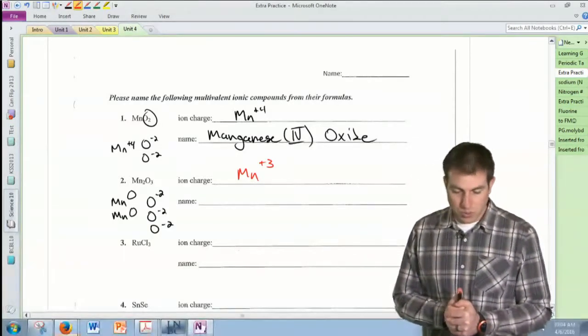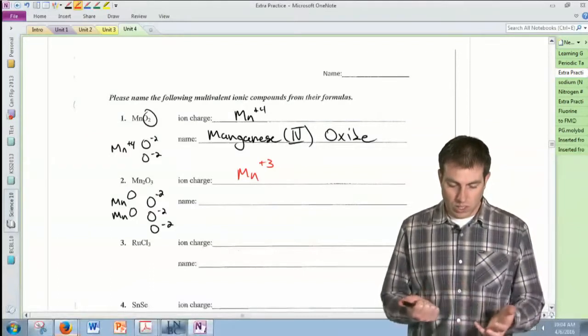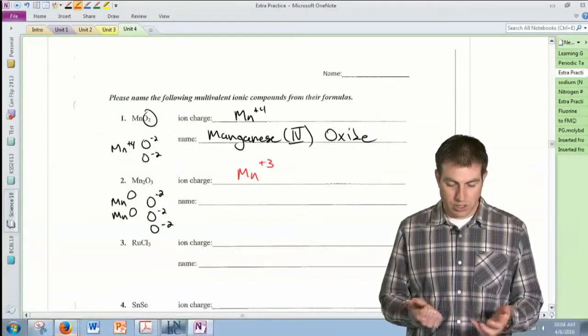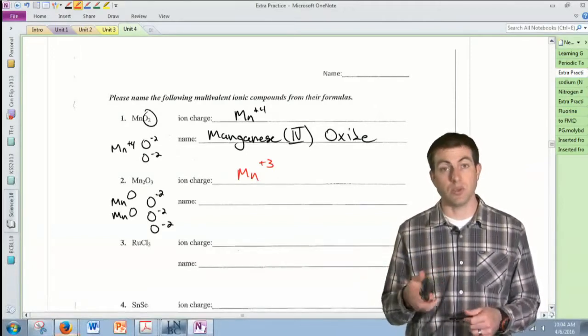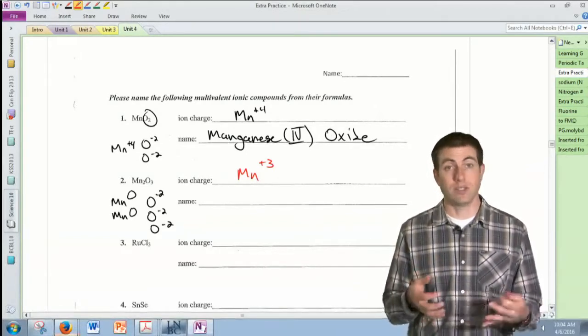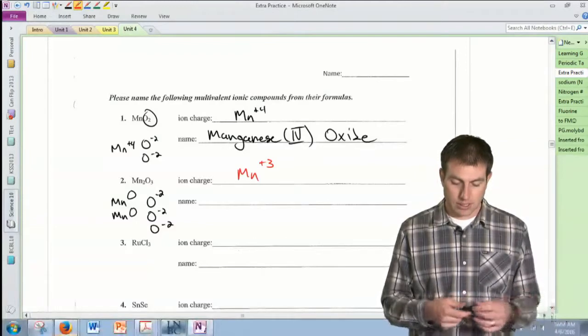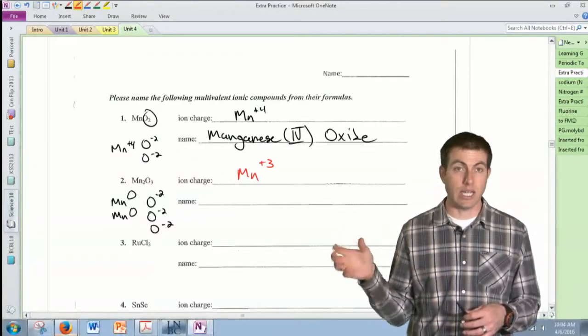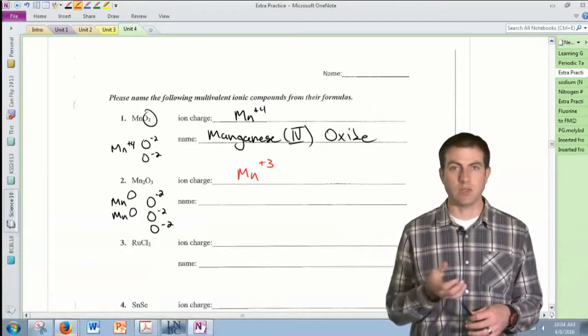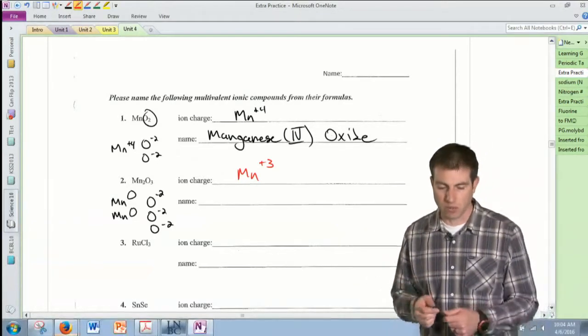All right, so the first one, oxygen had a charge of -2, and there's 2 of them. So because each one has a charge of -2, we have a total charge of -4 to try to balance out with the manganese. So if there's only one manganese and it has to balance out -4 charges, it must be manganese with a charge of +4. It's the only one that can work.